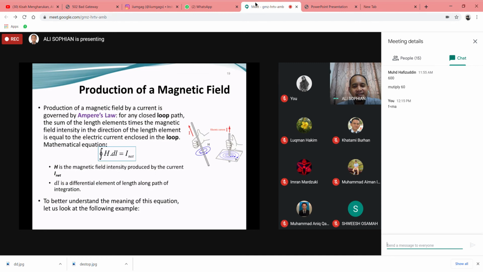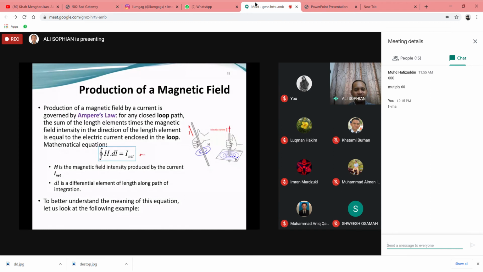This is what Ampere's law says. For any closed loop path, the sum of the length elements times the magnetic field intensity in the direction of the length element is equal to the electric current enclosed in the loop. And this is the mathematical equation for it. It's maybe a bit confusing, but if you look at the mathematical equation, which we are going to simplify later on, that statement or law can be written as such.